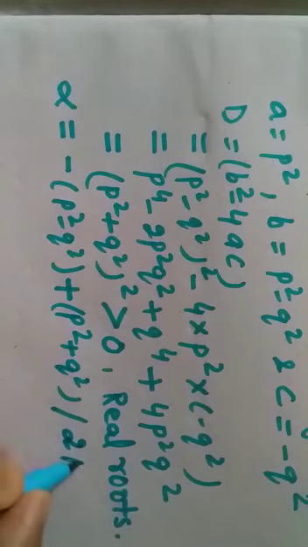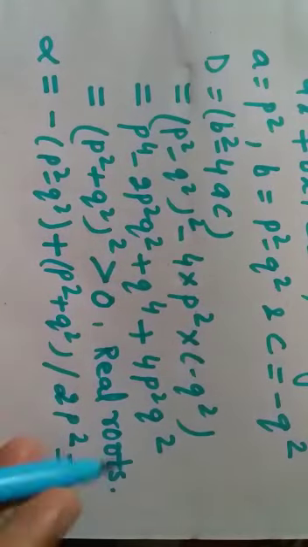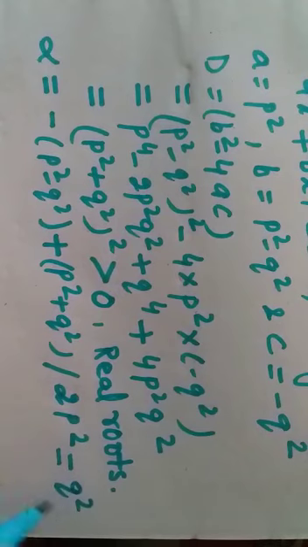2p square. Is that okay? So this becomes q square by p square.